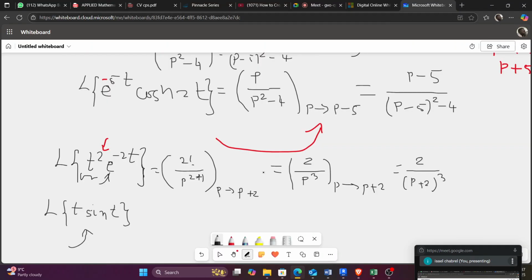So the first thing that we saw is first translation property. How do we know that we have it? We know that when we have an exponential next to another function.